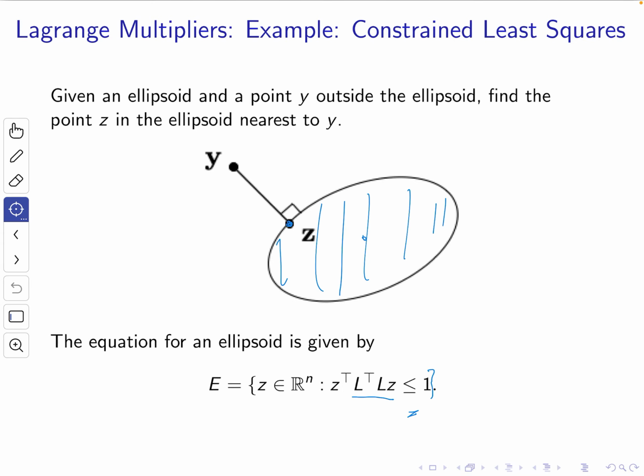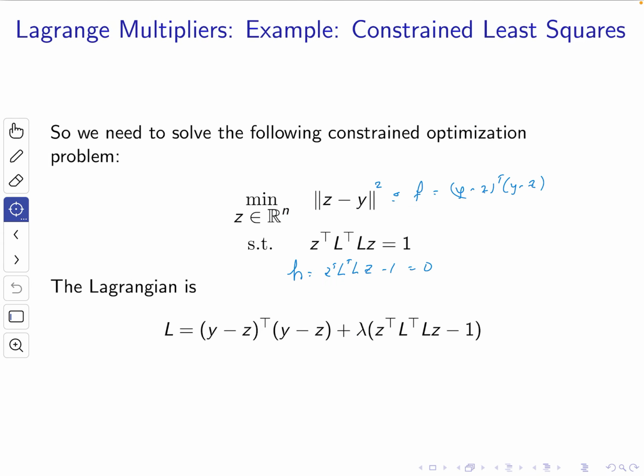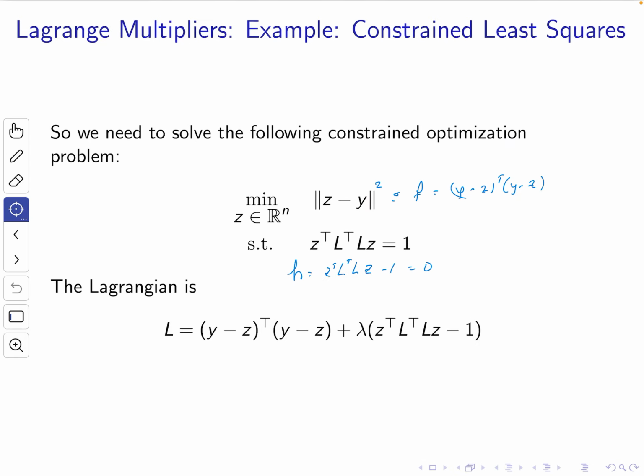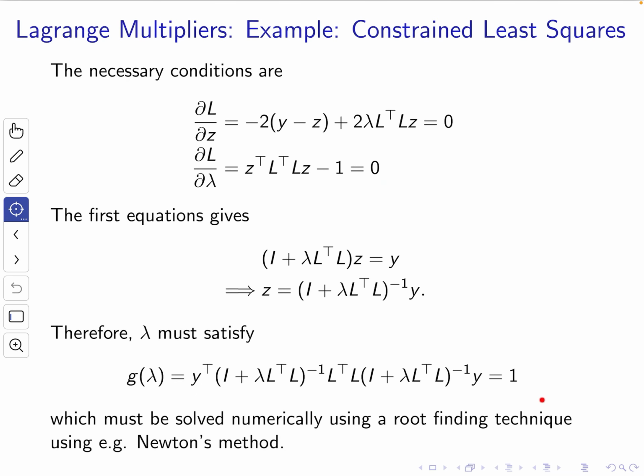I've basically replaced this optimization problem, and this is in any dimension, of finding the closest point, with a one-dimensional search. It's not even a search, it's a root finding problem that can be solved very quickly.